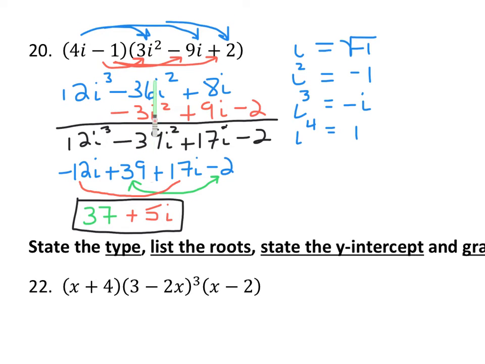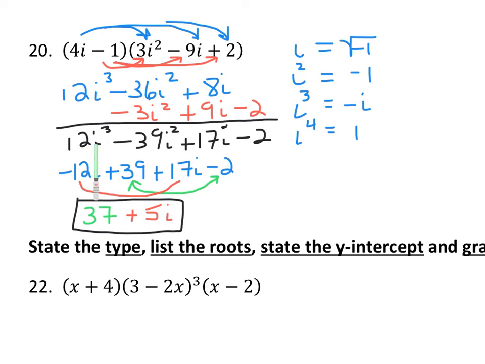And notice how I stack these. Negative 1 times a negative 9 is a positive 9i. Negative 1 times 2 is a negative 2. So I stack the common terms together so that it's easier to add them. So then I add them.